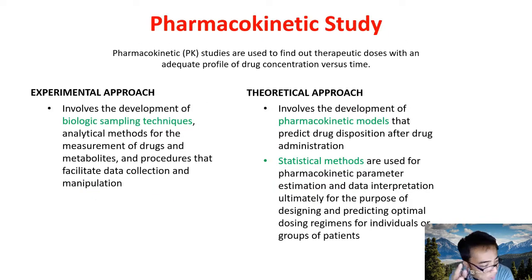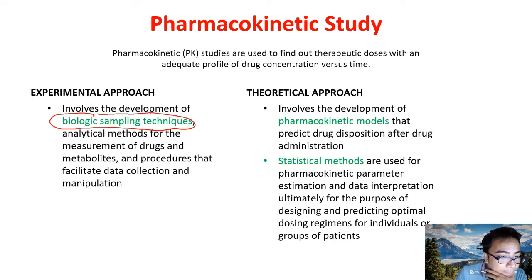Now, there are two approaches, class, in doing a pharmacokinetic study. We have the experimental approach and then the theoretical approach. So what is the difference between one from the other? Okay. Now, pharmacokinetic studies, class, are used to find out therapeutic doses with an adequate profile of drug concentration versus time. Now, the experimental approach, class, involves biologic sampling techniques.